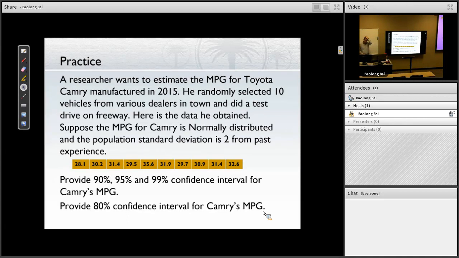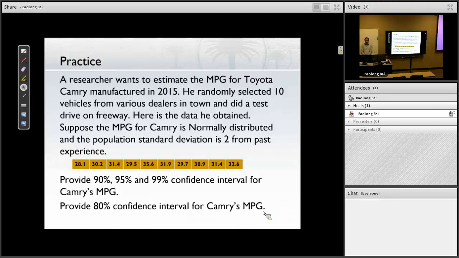Right. So now let's work on some practices. The first practice: a researcher wants to estimate the MPG values for Toyota Camry manufactured in 2015. He randomly selected 10 vehicles from various dealers in town and did a test drive on the freeway. Here's the data he obtained. Suppose MPG for Camry is normally distributed and the population standard deviation is 2 from past experience. Provide 90%, 95%, and 99% confidence intervals for Camry's MPG values. Also provide an 80% confidence interval for Camry's MPG values.